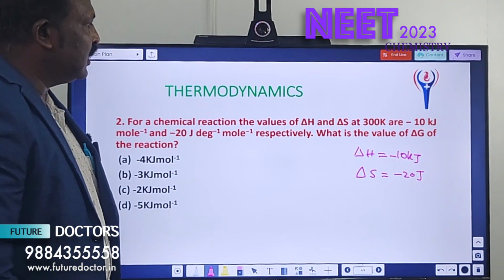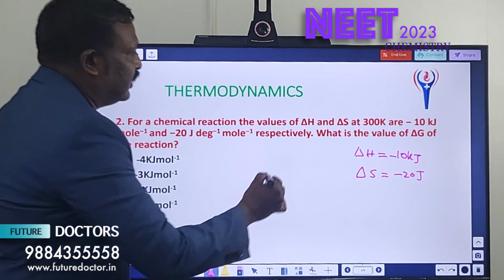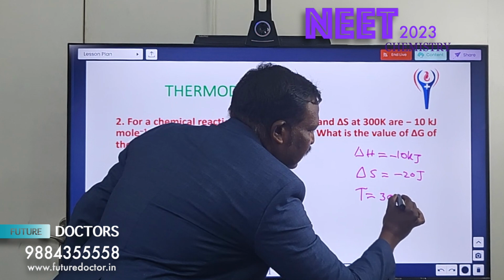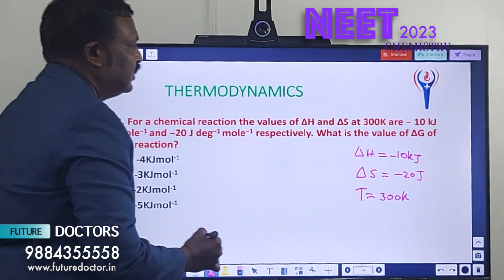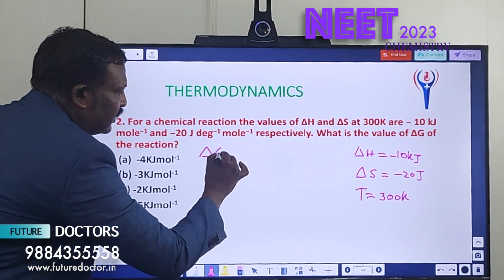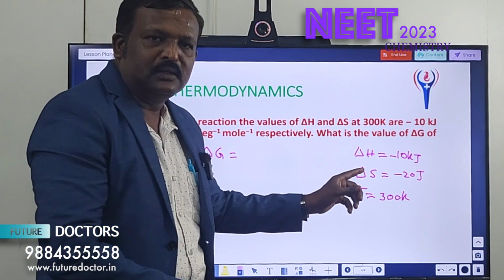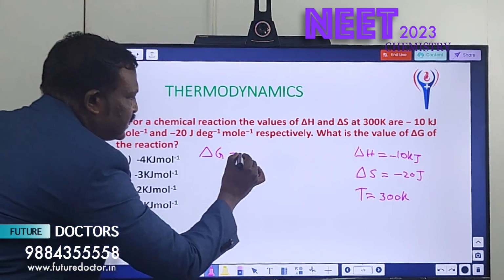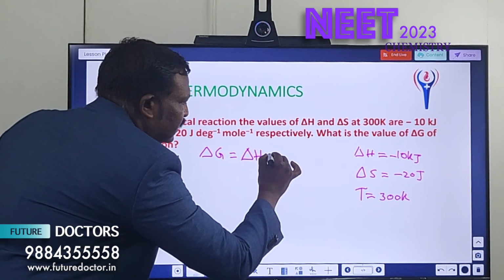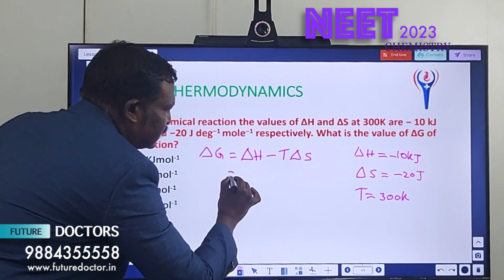Then they are asking to find out only delta G. The temperature is also given, 300 Kelvin. They are asking to find del G. Del G means Gibbs free energy change. When you combine all these terms, we have one formula. Del G is equal to del H minus T del S. That's the formula. If you remember this formula, you can use it to solve the sum.